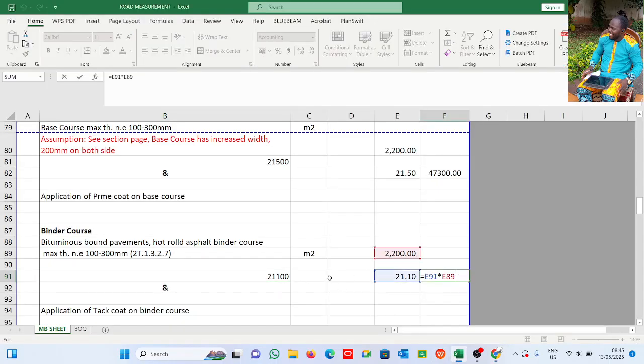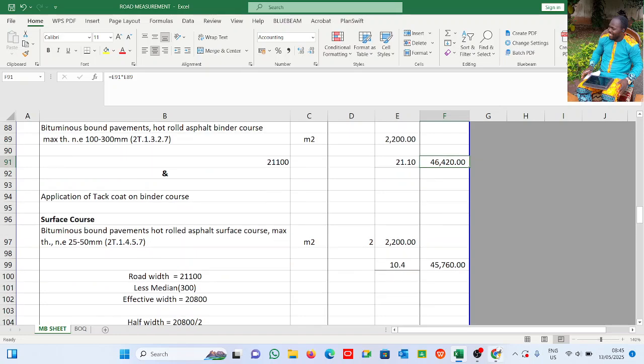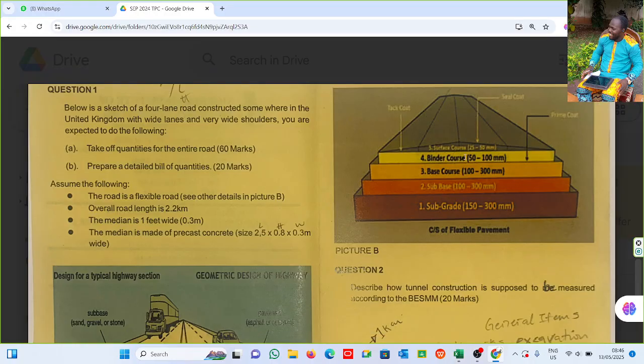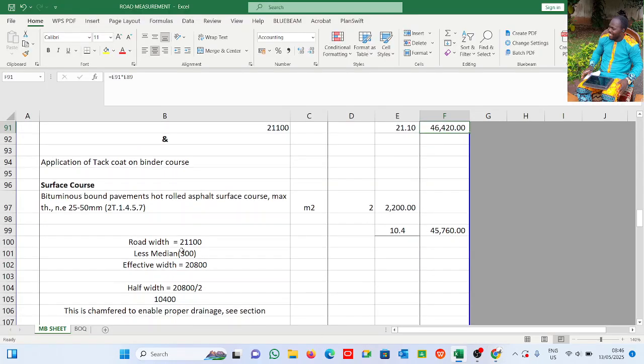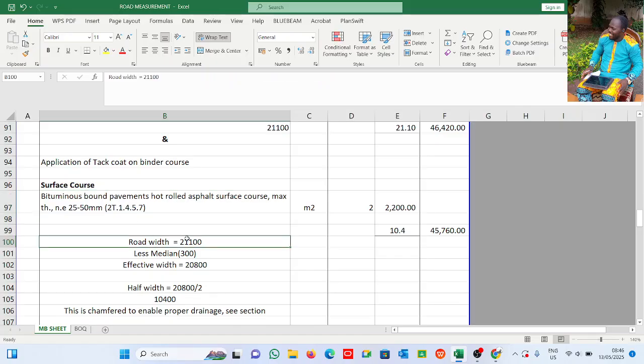Right. Then the next is the surface course, which is the one on top. And the surface course is quite different. If you look at this cross section, see the way it is chamfering to this side, right? It is not as straight as the others. Alright, now if you come here, this is road width. Surface course of bituminous bound pavement hauled through asphalt surface course maximum. This is the BSMM 4R reference, so you can actually check on it. This is the road width, right?